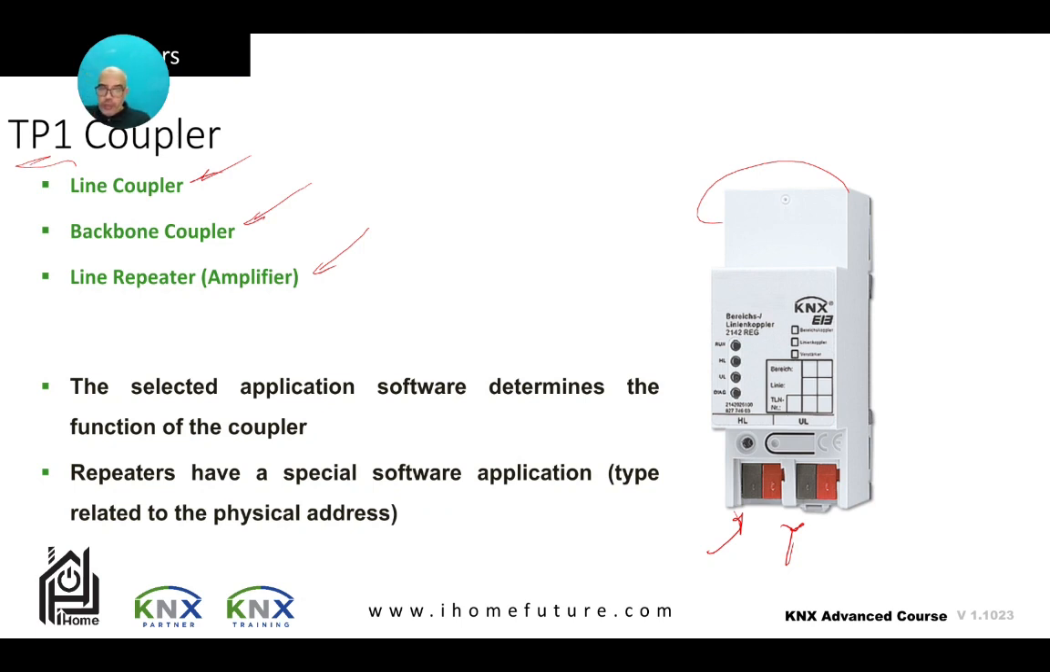Okay, that was clear. And the difference between whether it is going to act as a line repeater or as a coupler is the application software that you will choose when inserting the device in the ATS. So the same hardware that you bought will be able to work as a line coupler, a backbone coupler, or a line repeater based on your need and definition, and based on your choice the address will be assigned as well.